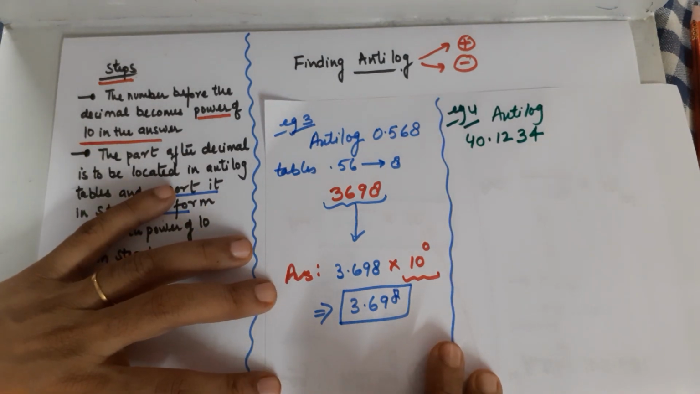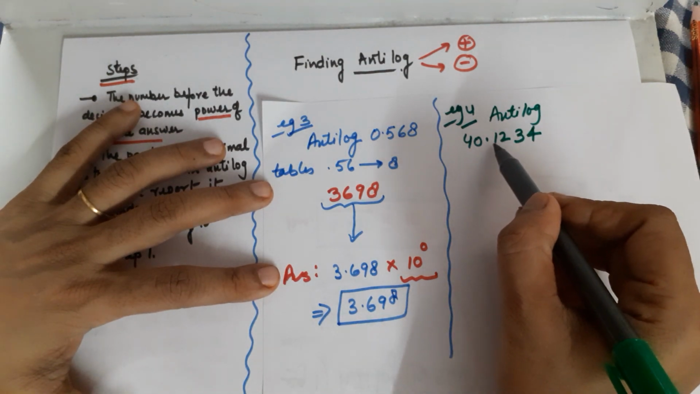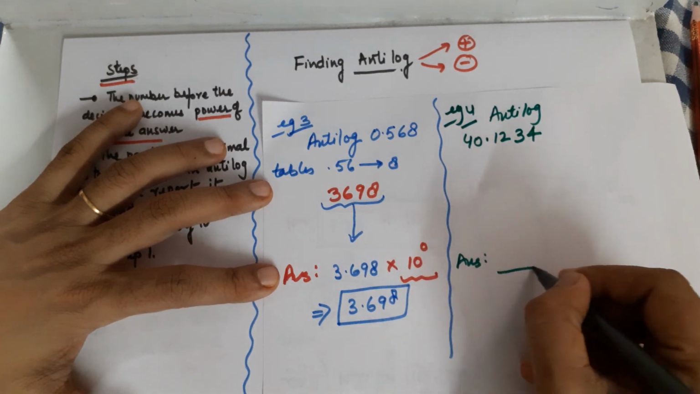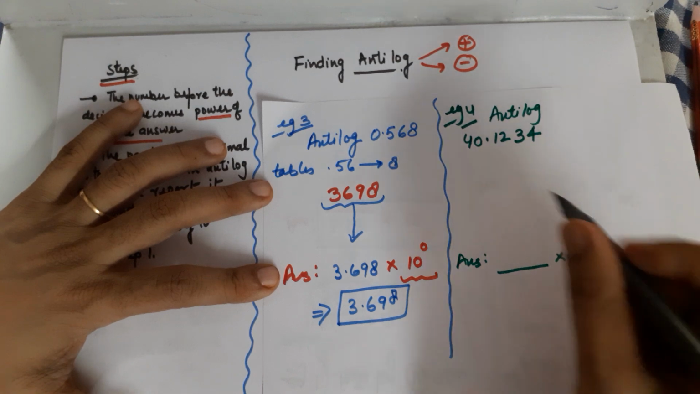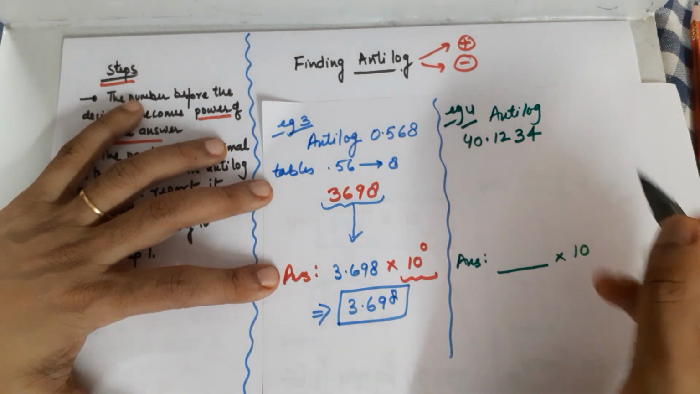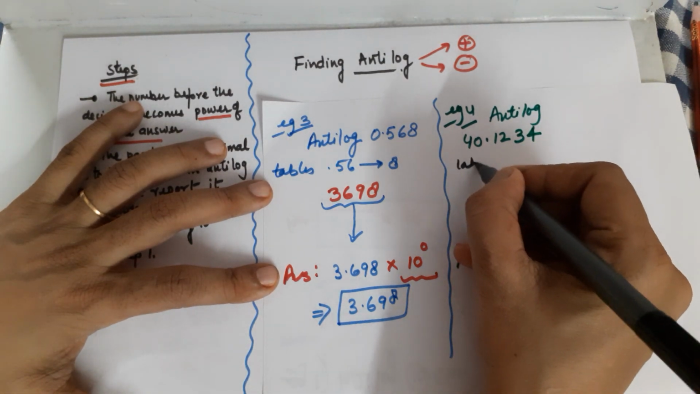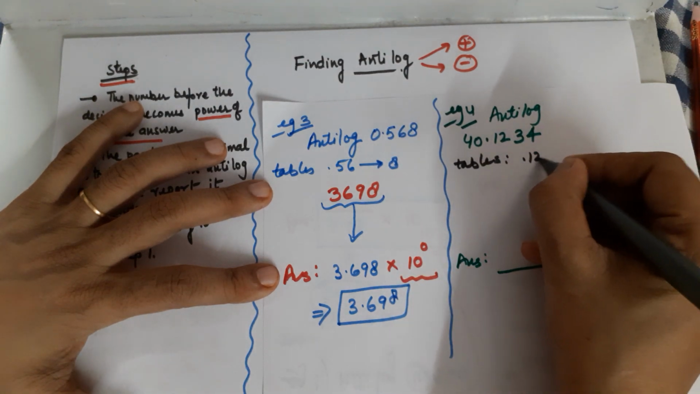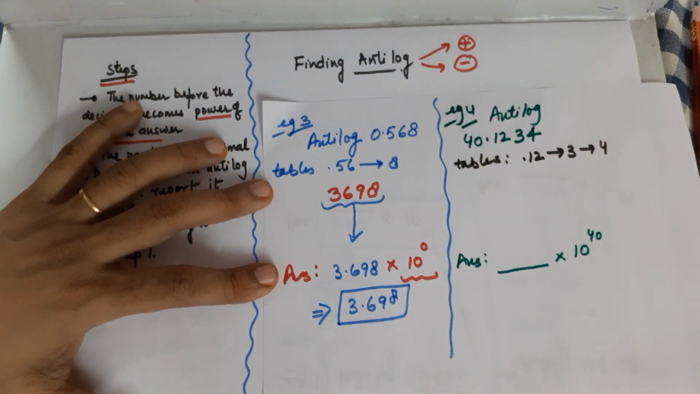Coming to the last example of antilog values for a positive number, let's find the antilog of 40.1234. Now you very well know, you can report the answer directly as some number which is to be found from the tables into 10 to the power of the value before the decimal. So before the decimal you have 40, so your answer would be 10 to the power 40. Now moving on to the tables. From the tables of antilog, please don't forget it's the antilog table. Check 0.12 in the 3rd column and then in the mean difference 4th column.